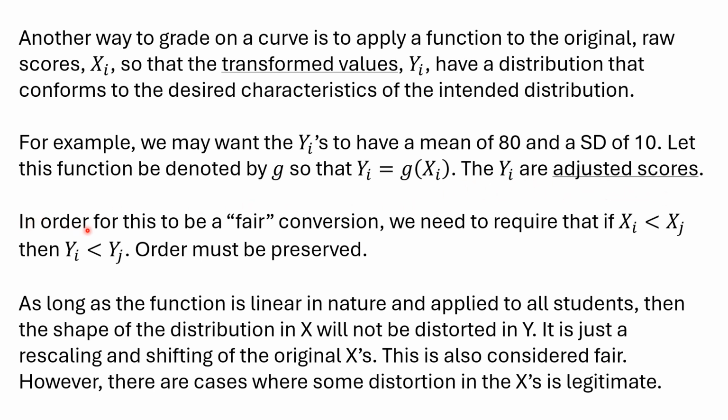In order for this to be considered a fair conversion, we need to require that if xi is less than xj, then the transformed values for students i and j are maintained. The order is preserved. That is to say that yi is also less than yj when xi is less than xj. As long as the function is linear in nature and applied to all of the students, then the shape of the distribution in X will not be distorted in Y. It is just a rescaling or shifting of the original X's.